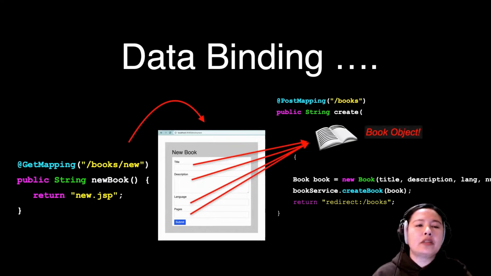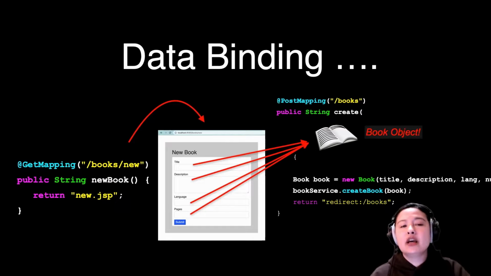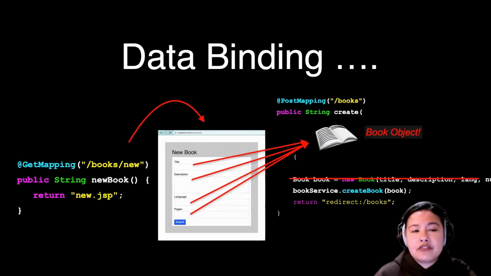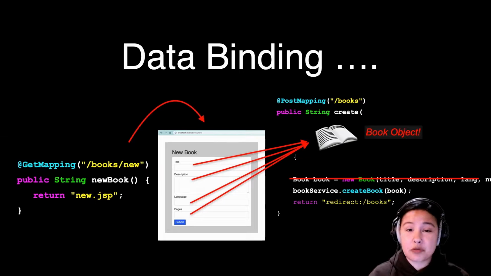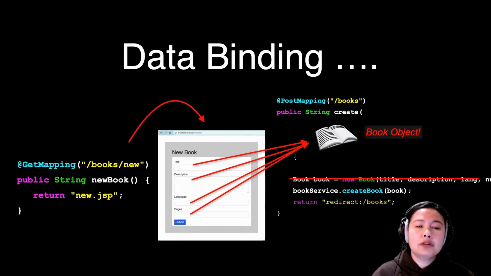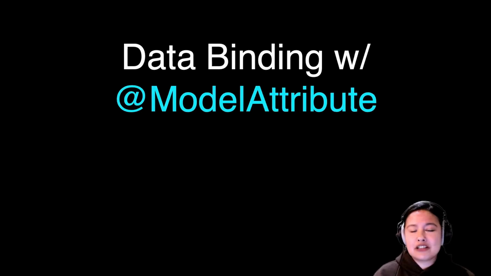Using data binding, the book is bound to the JSP through the view model. And since the book is bound to the JSP page and collects the form data behind the scenes, we won't have to manually create a new book. And we can just save the book to the database as is. So there are a few changes we'll need to make in our controller as well as in our JSP page to make this work. In the controller, we'll use the @ModelAttribute annotation.